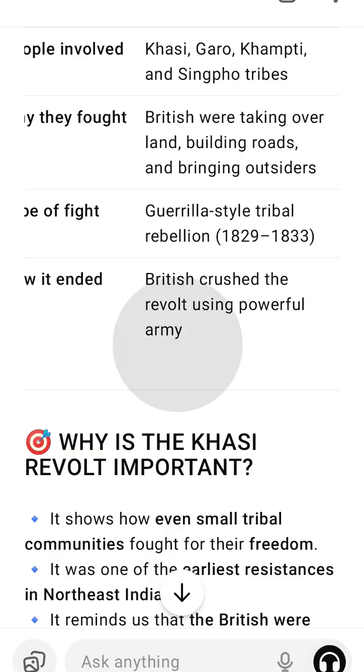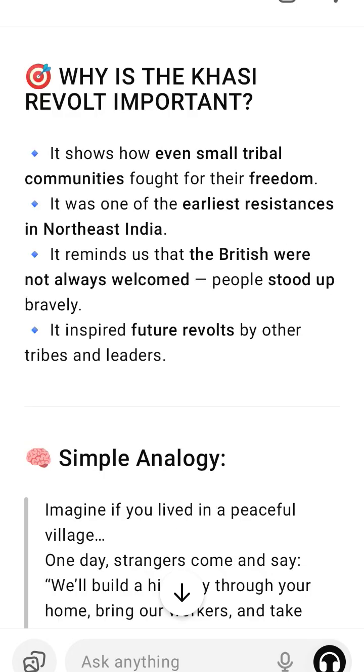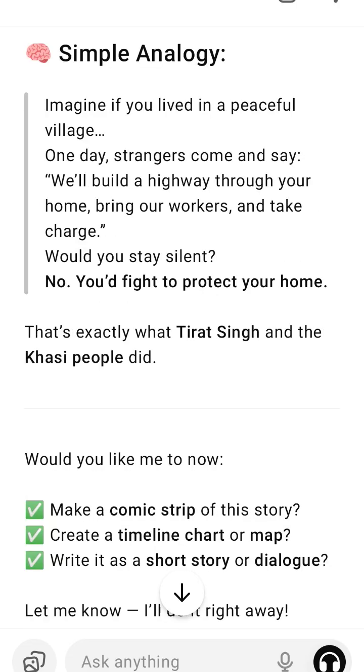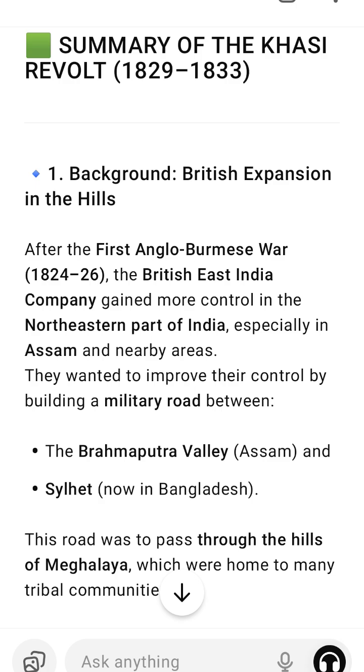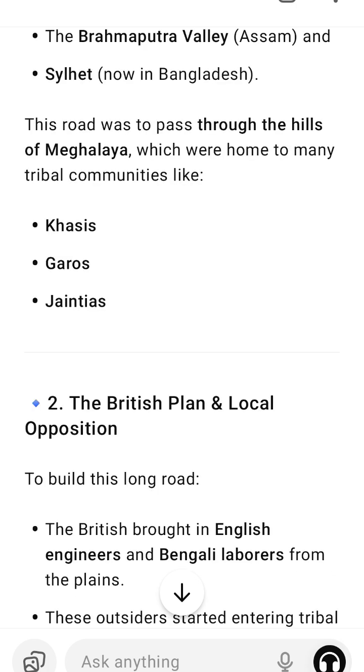Tirat Singh rises up. The leader of the Khasi resistance was Tirat Singh, the Siam chief of Nunclo, a powerful Khasi kingdom. He strongly opposed the British presence, said, "This is our land, outsiders are not welcome," and decided to lead a rebellion to drive the British out.